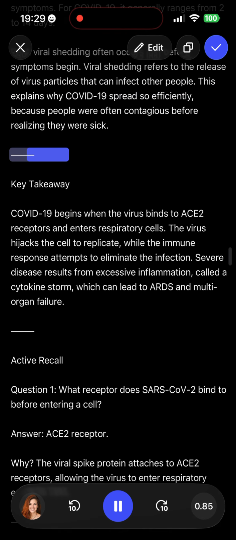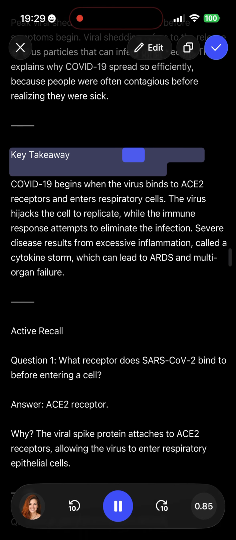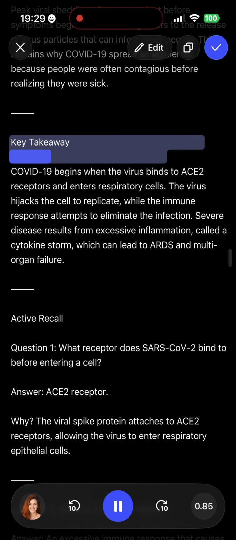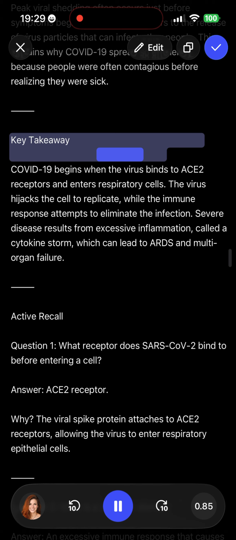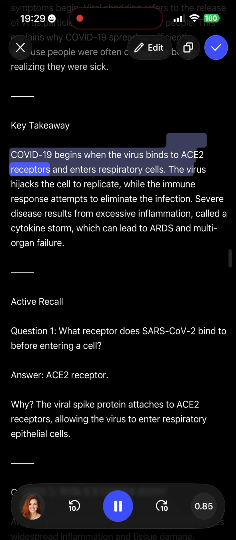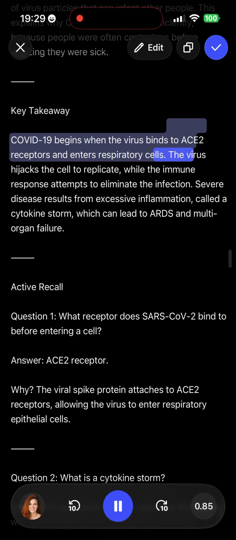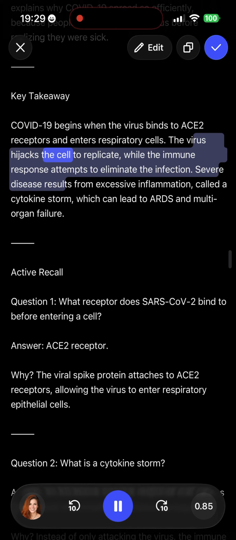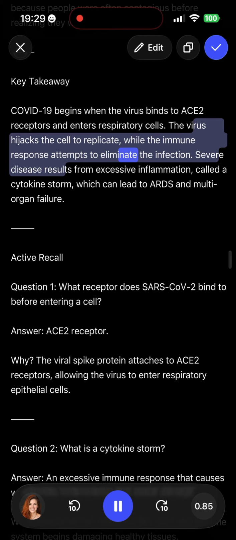Key takeaway. COVID-19 begins when the virus binds to ACE2 receptors and enters respiratory cells. The virus hijacks the cell to replicate, while the immune response attempts to eliminate the infection. Severe disease results from excessive inflammation called a cytokine storm, which can lead to ARDS and multi-organ failure.